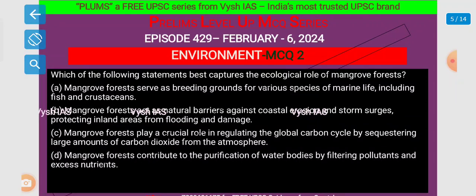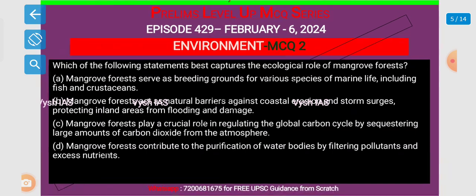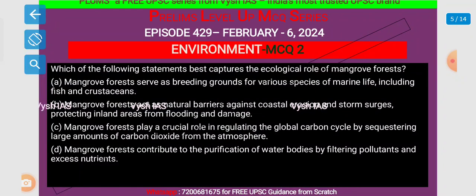Second MCQ, which of the following statements best captures the ecological role of mangrove forests? Option A, mangrove forests serve as breeding ground for various species of marine life including fish and crustaceans. Option B, mangrove forest acts as natural barriers against coastal erosion and storm surges, protecting inland areas from flooding and damage.